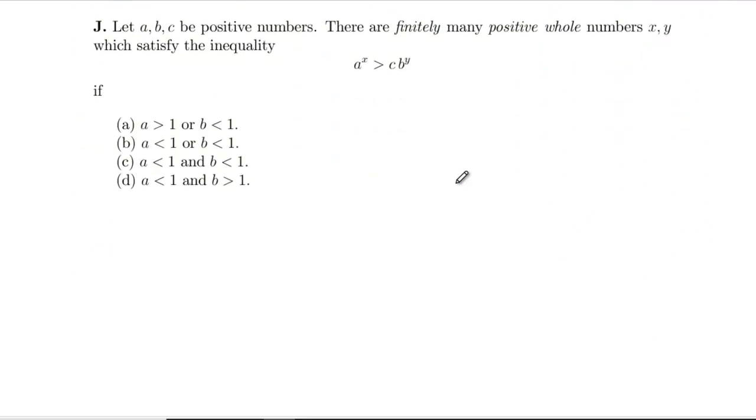Right, J. Let A, B, C be positive numbers. There are finitely many positive whole numbers, x and y, which satisfy this inequality if, oh good lord. Right, so A is greater than 0, B is greater than 1, C is less than 1. So we've got something greater than 1 to the power of x has to be greater than some number times something less than 1 to the power of y. And we want there to be finitely many solutions.